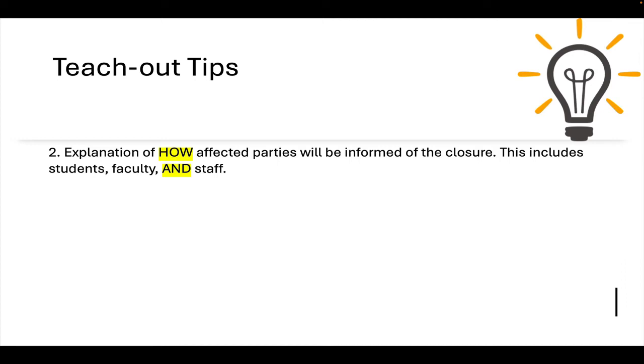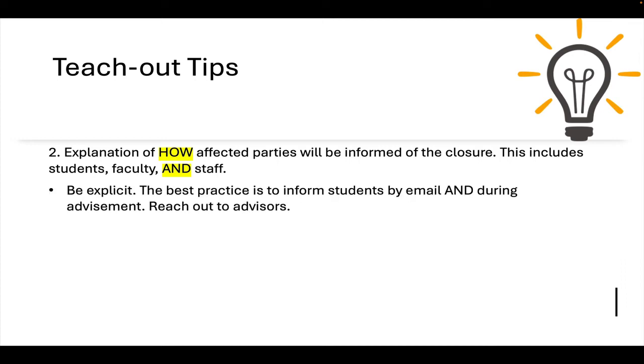Point 2 is an explanation of how affected parties will be informed of the closure. Again, this includes students, faculty, and staff. You really need to be explicit here. Don't be vague when you're talking about this explanation. The best practice for students is to not only email them, but also do this during advisement.